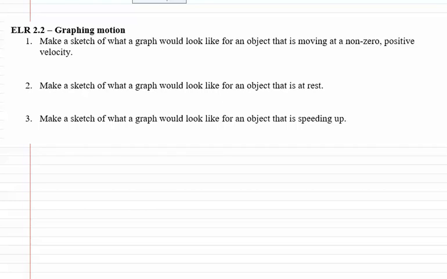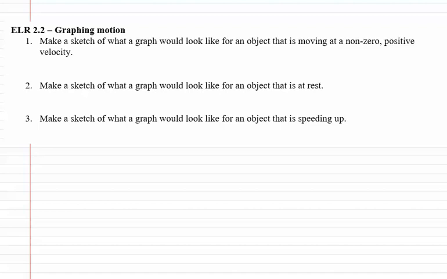In ELR 2.2, it's all about graphing motion on distance versus time graphs or displacement versus time graphs. The first question is asking us to just make a sketch, so we don't need to use actual numbers. So make a sketch of what a graph would look like if the object was moving at a non-zero positive velocity. So that just means like 5 meters per second, and it just keeps on going.